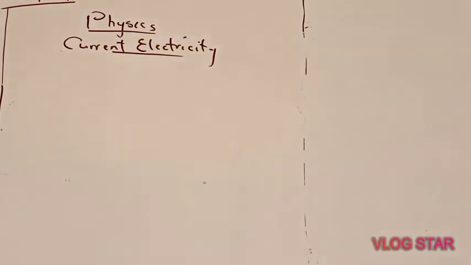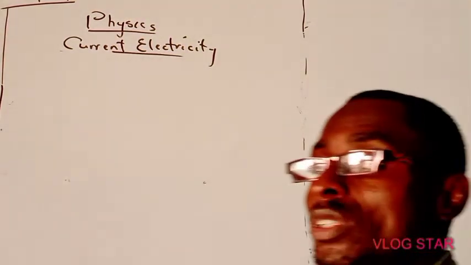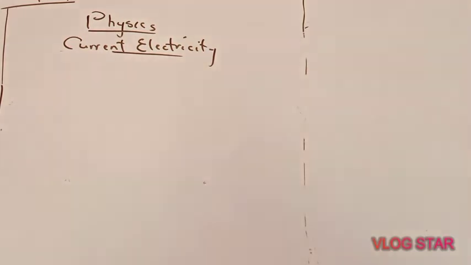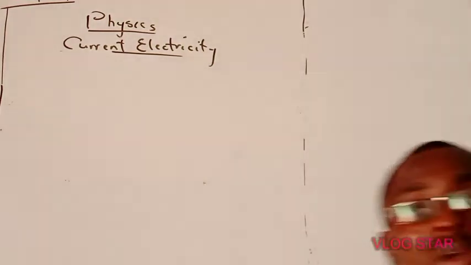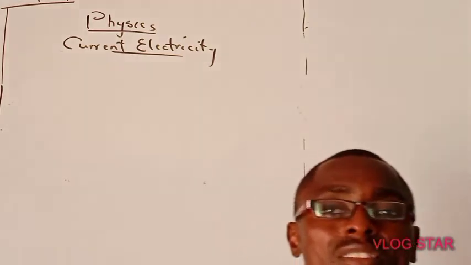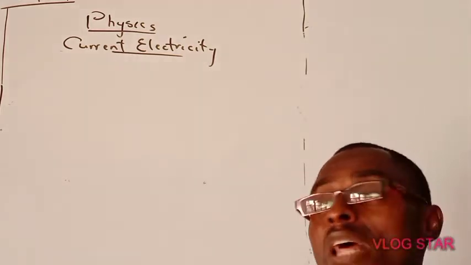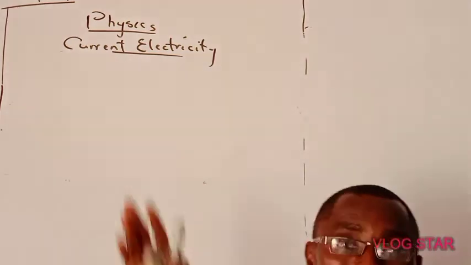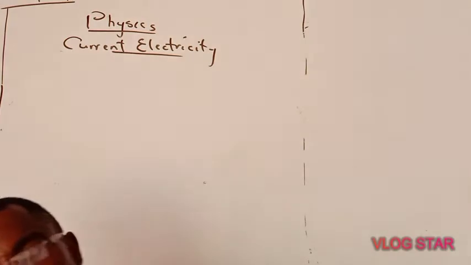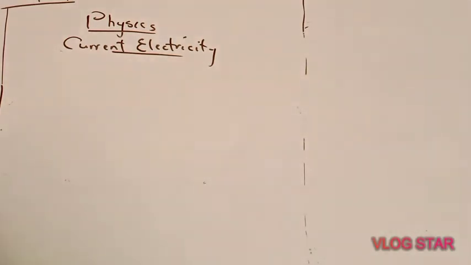Side, we have static electricity that has to do with charges that don't move, and dynamic electricity that has to do with electrons that move. So when electrons begin to move from one point to the other through a conductor wire, we have dynamic electricity. And dynamic electricity is what we call current electricity. So when electrons move through a conductor wire, we call it current.